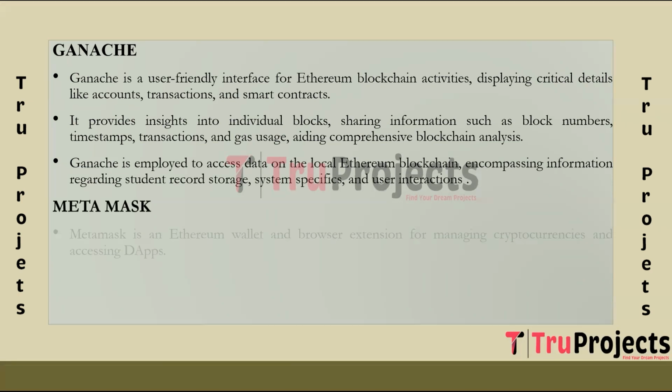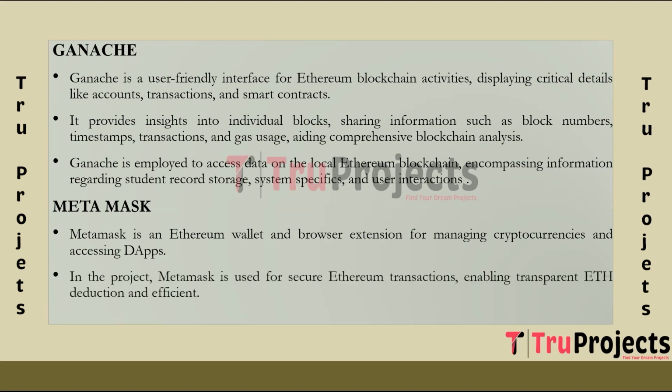MetaMask. MetaMask is both an Ethereum wallet and a browser extension. It simplifies cryptocurrency management. In the project, MetaMask ensures secure Ethereum transactions, promoting transparency by displaying deduction of ETH as fees. This transparency maintains accuracy and ensures confident, reliable financial interactions in the project.